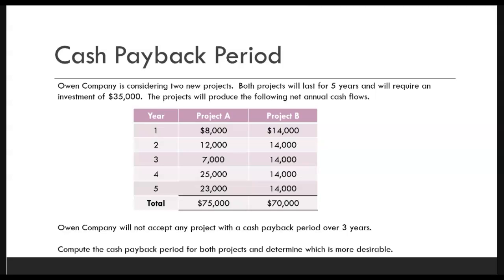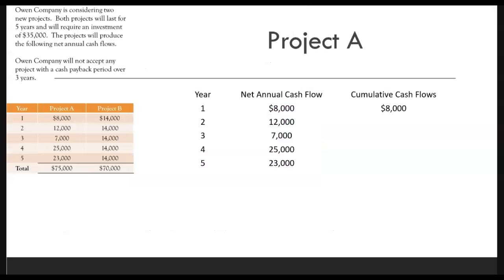So we need to compute the cash payback period for both projects and determine which project is more desirable. So let's start with Project A. And when we have different cash flows every year, we should set up a table like this, where we have our different years, we have our net annual cash flows, and then we keep track of our cumulative cash flows. So as we're going, how much have we made? Right? So for year 1, we made $8,000.